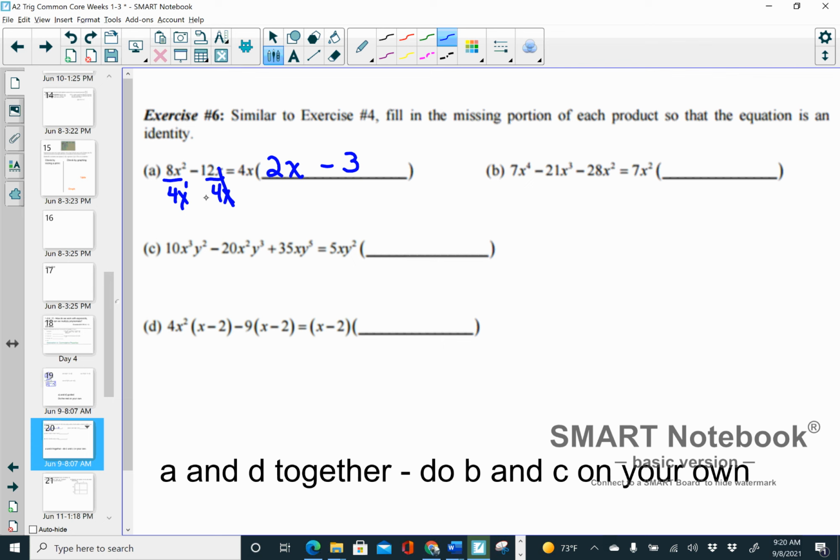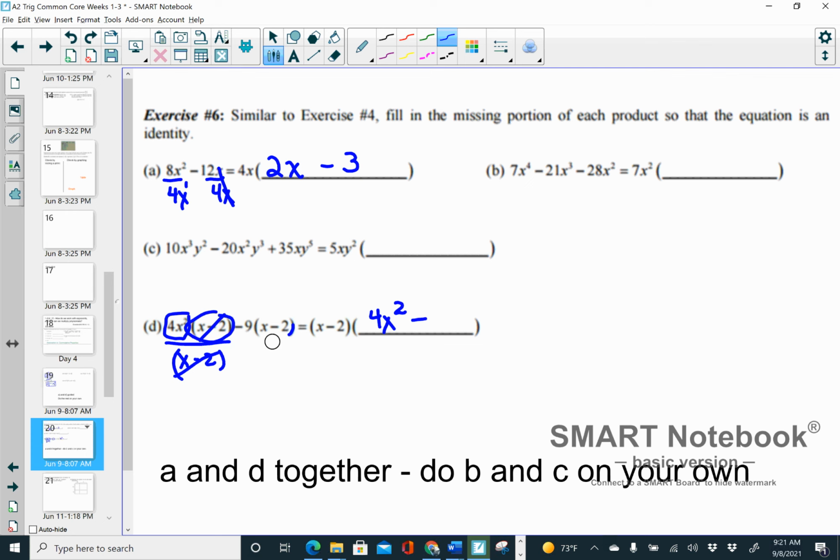I'm going to do A and D with you. Over here, this looks a little bit different, right? We now are factoring out the x minus 2. So there's an x minus 2 here and an x minus 2 here. Okay, so if I take the x minus 2 out, if I divide both sides by x minus 2, these cancel out. So all I'm left with here is 4x squared, not 4 squared, 4x squared.